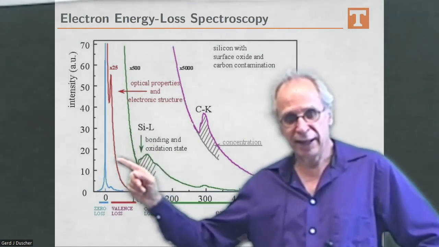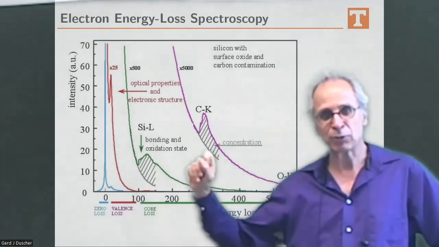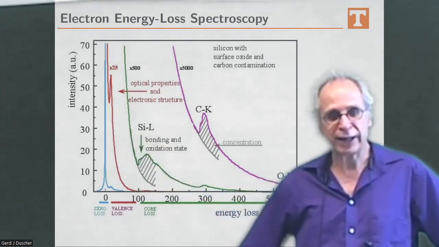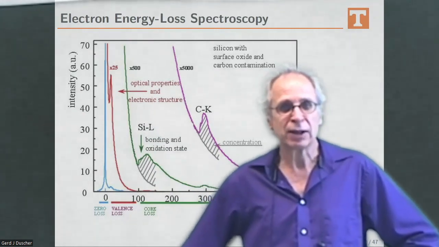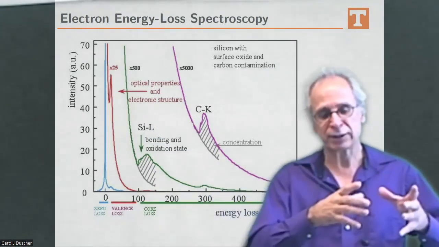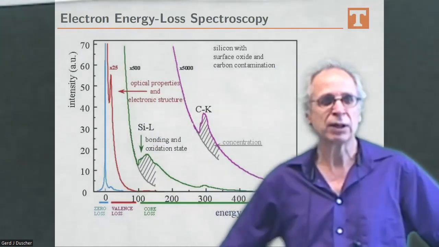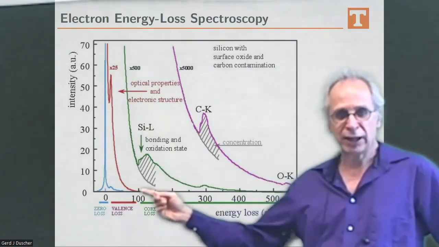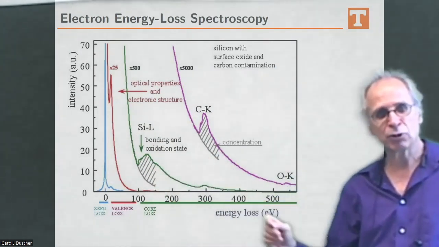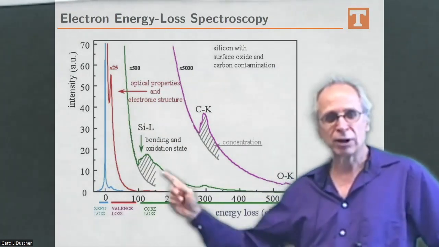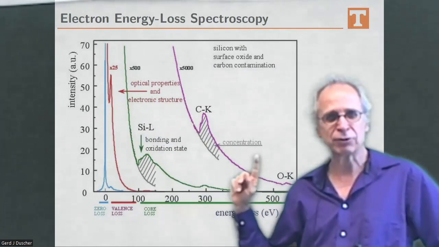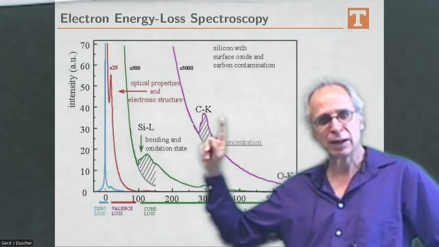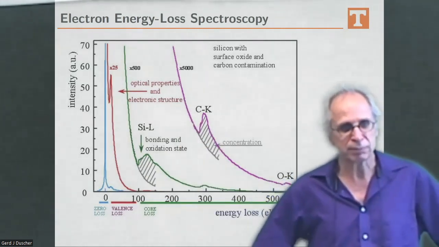On the tail of this plasmon peak are the core edges. So it's sort of like edges from excitation of core electrons up into the first free states within the conduction bands. And the area under those edges gives you the composition. The position of them gives you what kind of elements are in there. And the shape of them gives you an idea about the bonding.